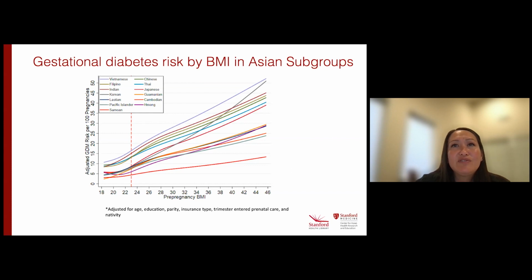But we do think that there is a delineation between two separate groups at a BMI of 23. So I think this can be considered a high risk group, and this is a lower risk group. The higher risk group would be Filipino, Indian, Vietnamese, Chinese, and Thai. They have a higher risk of GDM, both at lower BMIs and in total prevalence. And even at a BMI of 30, in this subgroup more than 20% of these patients are going to end up being diagnosed with gestational diabetes. And that's a pretty significant number.